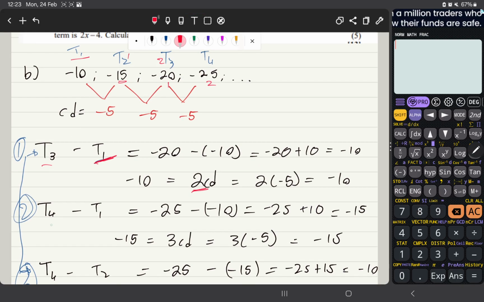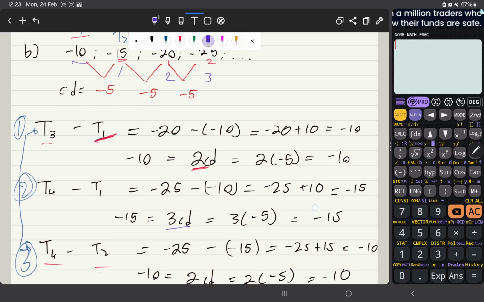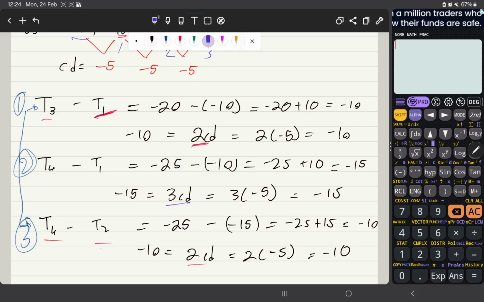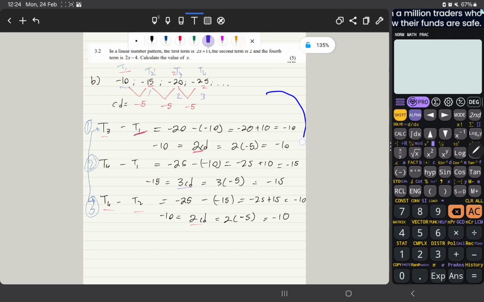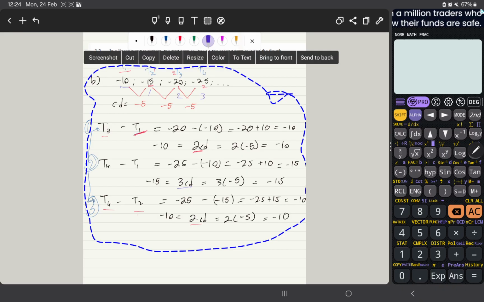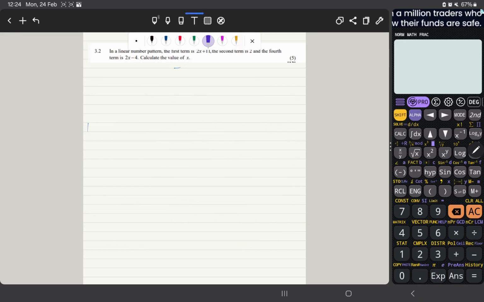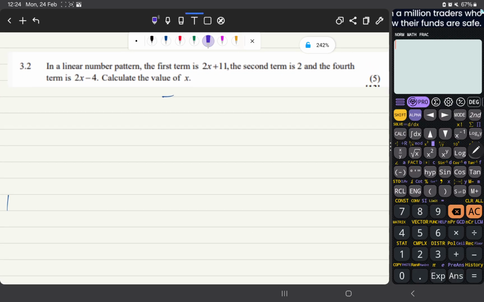But then from T1 to get to T4 is 1, 2, 3 terms, that is why it's 3CD. I don't know how to formalize it, but try not to forget it. It's going to help us so many times, especially when working with these kinds of problems, especially the one that you have here.